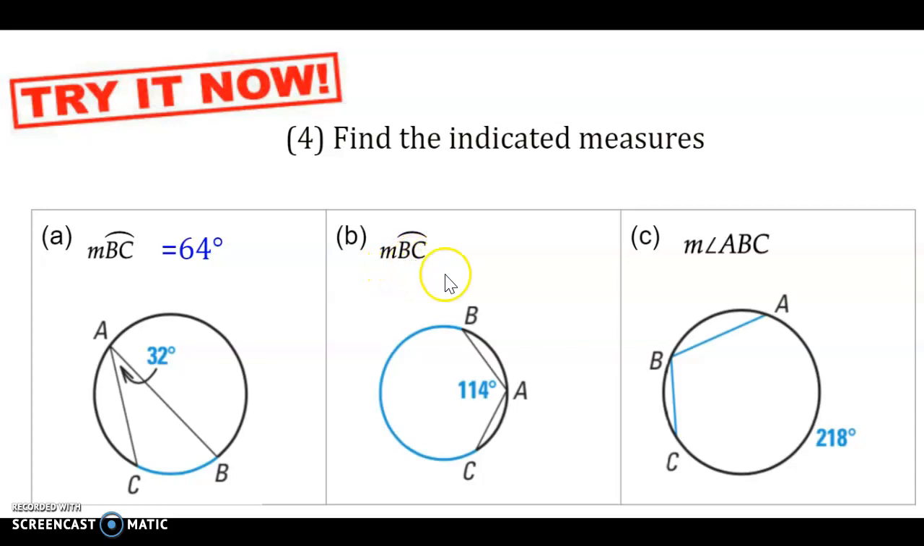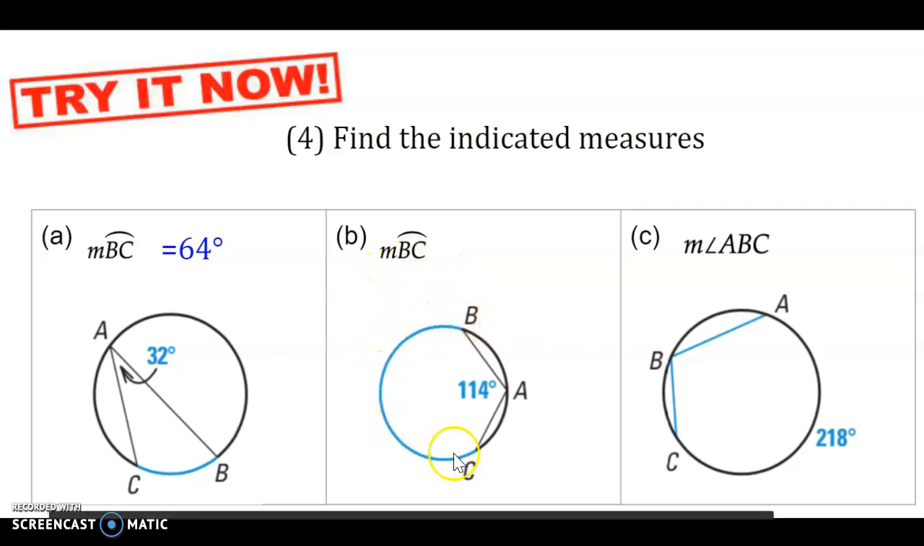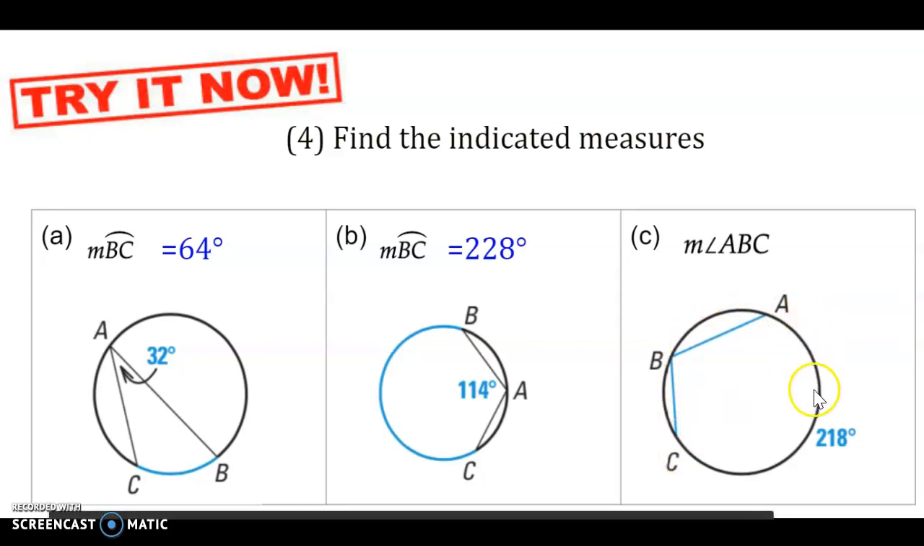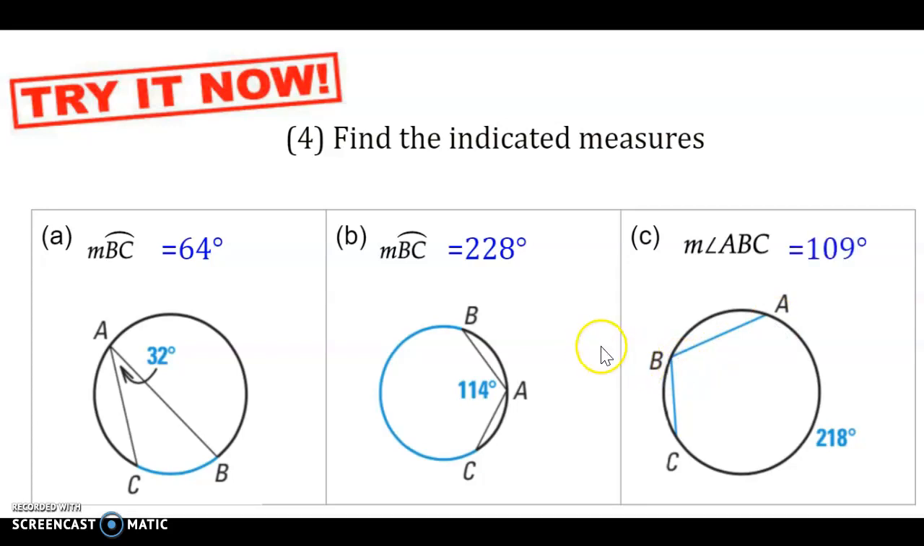What about measure of arc BC here? Okay, we know that the inscribed angle is 114 degrees. Remember, the arc measure is always going to be twice the inscribed angle, so 2 times 114 is 228. What about this? Measure of angle ABC. This time we're given the arc measure, 218. What do we do with the arc measure to get to the inscribed angle? We halve it, so it's going to be 109 degrees.